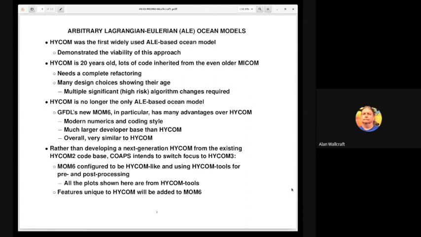And of course, now HYCOM is no longer the only ALE-based ocean model. In particular, MOM6 has modern numerics and coding, and a much larger developer base than HYCOM. But it's also quite similar to HYCOM in many ways. So at COAPS, rather than developing a next generation HYCOM, we intend to switch to what we call HYCOM 3, which is MOM6 configured to be HYCOM-like, and using some of our existing HYCOM tools for pre and post processing. And in particular, all the plots I'm going to show in this presentation are from HYCOM tools.